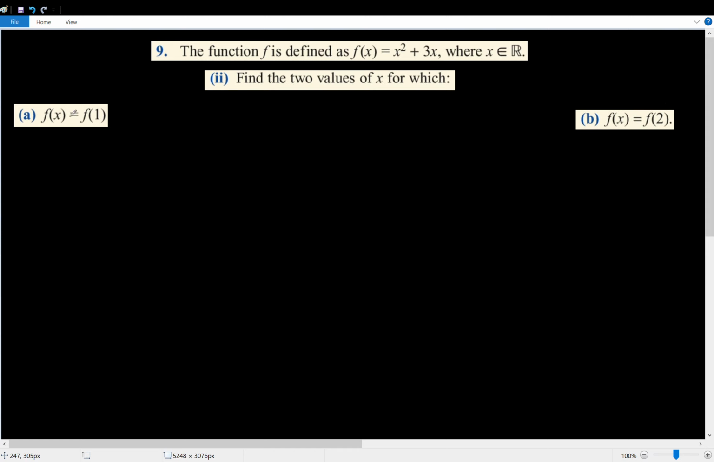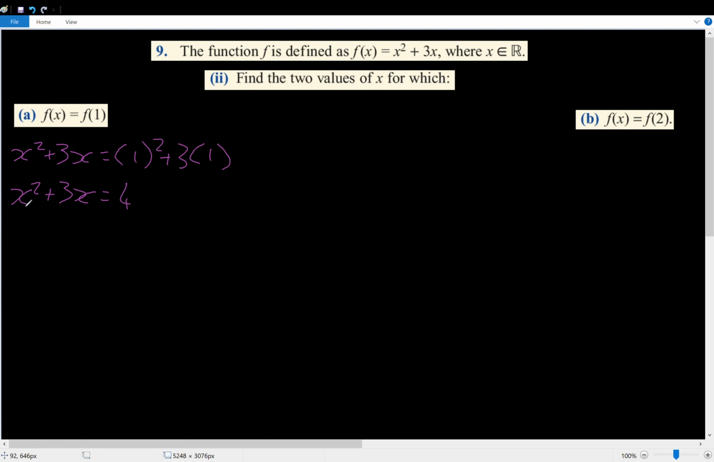We're going to rewrite this equation that we've got in part A. Instead of f of x, we're going to write down the actual function, so it's going to be x squared plus 3x. That's going to be equal to, and then instead of f of 1, we're going to put 1 into our function. So it's going to be 1 squared plus 3 times 1. And now we're going to work out what the right-hand side is equal to. So x squared plus 3x is equal to, well, 1 squared is 1, 3 times 1 is 3, and 1 plus 3 is 4.